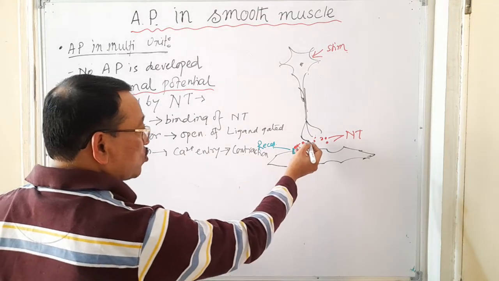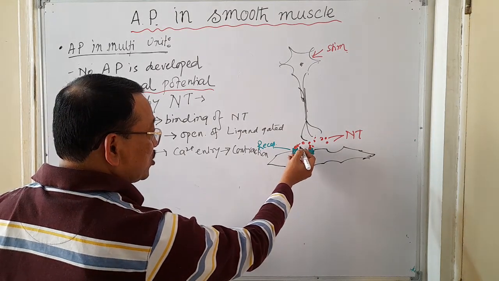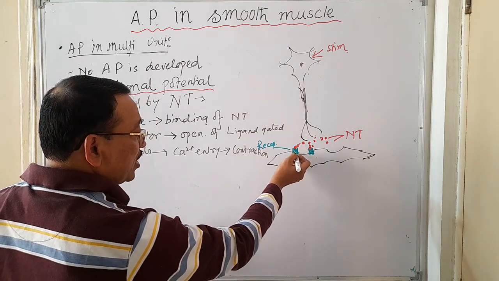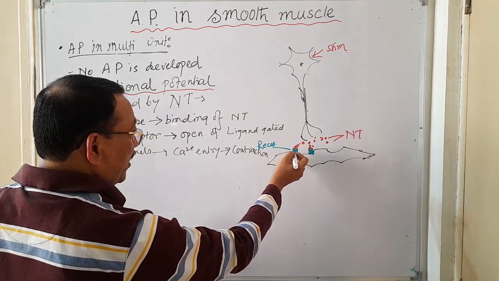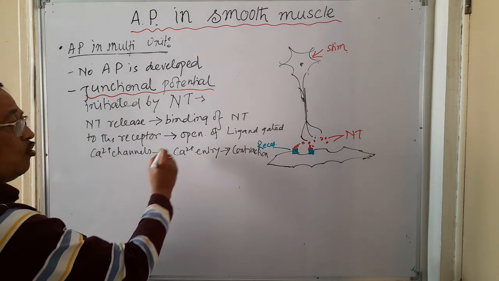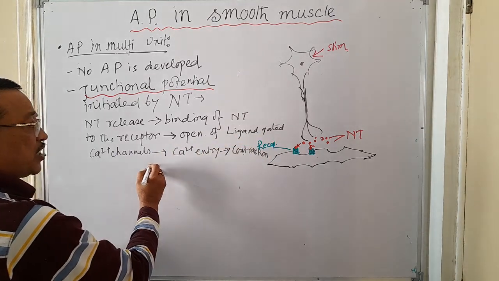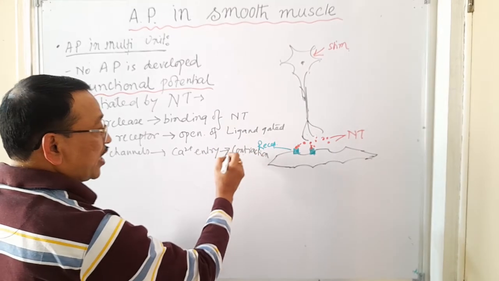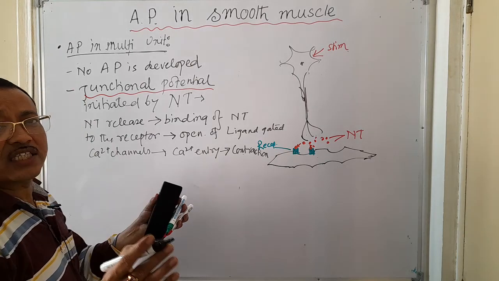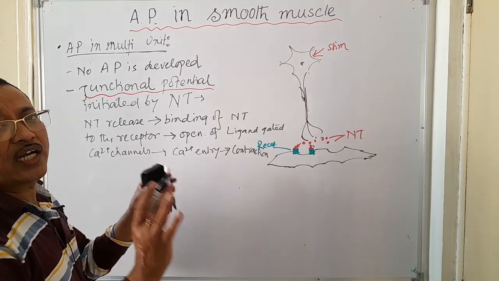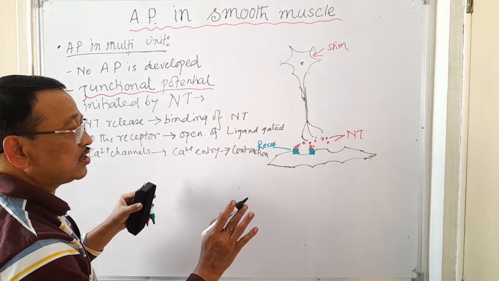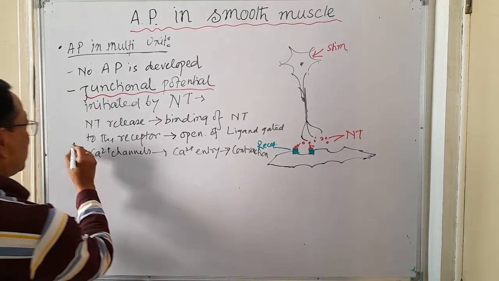So once the neurotransmitter is released, it will bind with the receptor. This hormone receptor complex is responsible for opening of ligand gated calcium channels. So calcium entry takes place, and that results in the contractions of that particular multi-unit smooth muscle. Not only that, so this is number one.